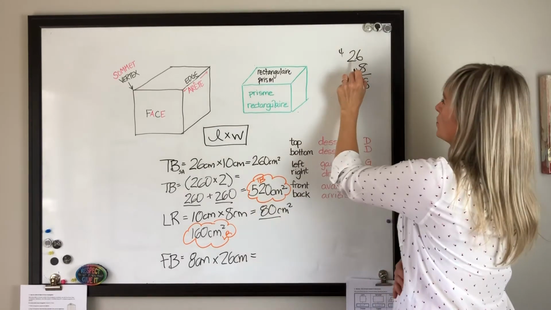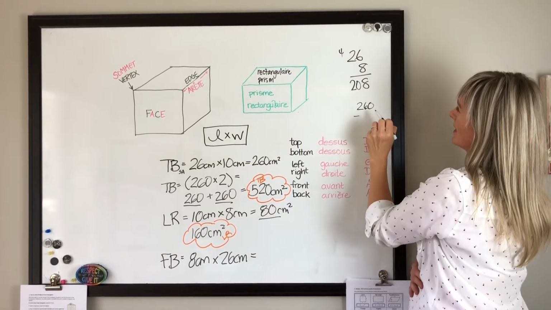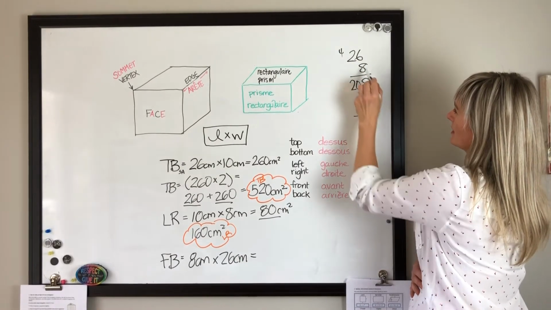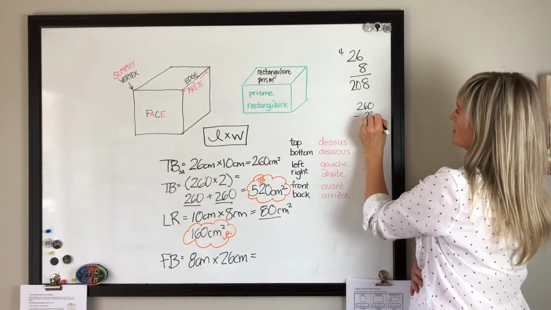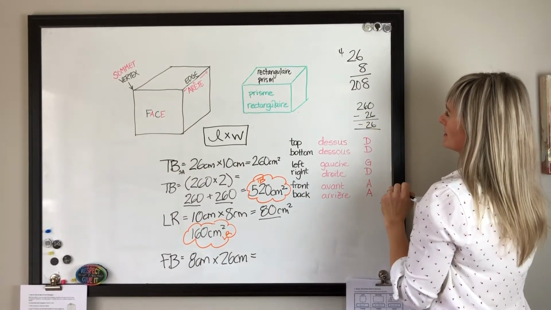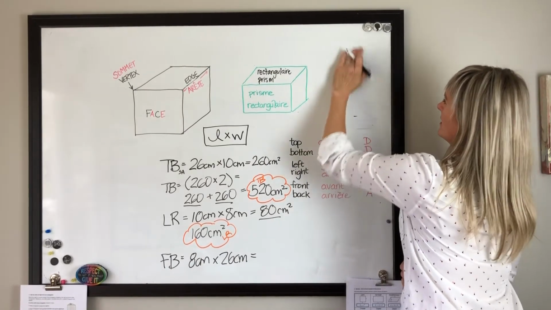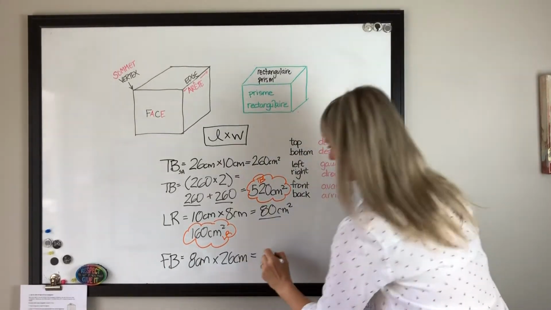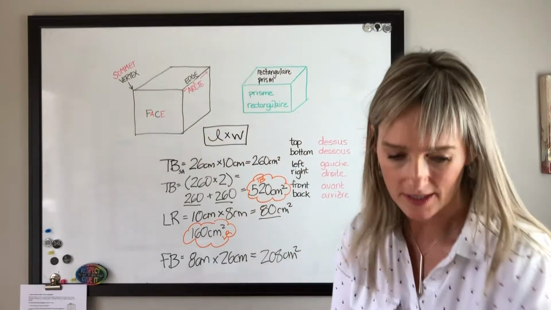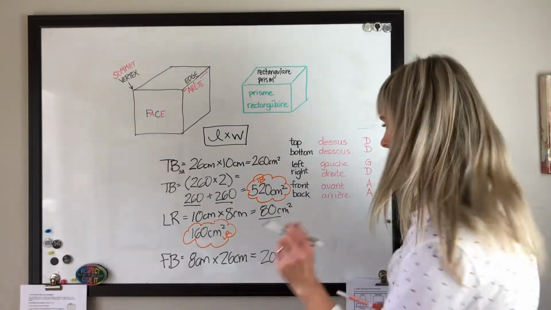Or you can say 26 times 10 would be 260. Take away, because we wouldn't have 10 of them, we'd only have 8, so take away 2 of those 26. So take away 26 and take away 26, and you're going to get 208. However you want to do that is fine. So now we have a number here for 208 centimeters squared. Make sure you include your units as centimeters squared. Now we need to double this, don't we? Because we have 2 of those faces.